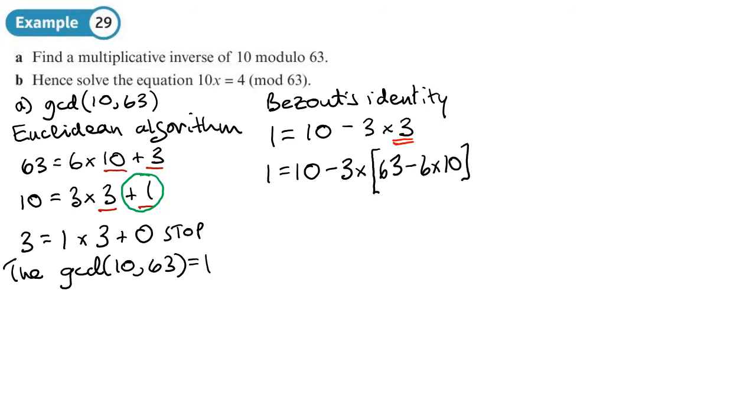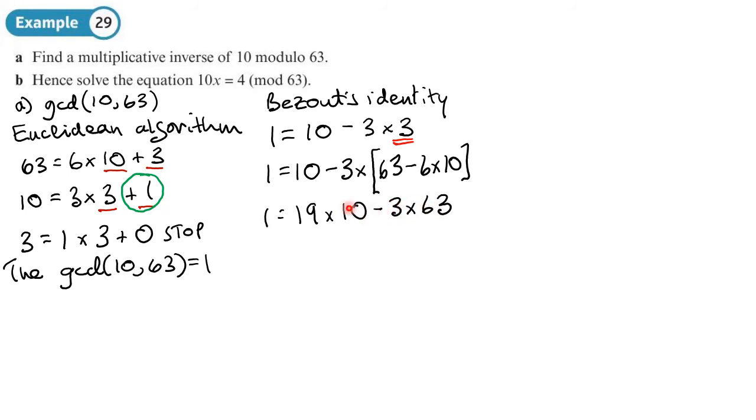Now remember, we want to simplify this, group things together as we go along rather than leave it to the end, because otherwise it's too messy, it's too difficult to do. So we've got a 10 there. Now when we multiply this out, we'll have plus 18 lots of 10, minus 3 minus 6. So 18 lots of 10 plus another 10 makes 19 lots of 10, and then minus 3 lots of 63. And that's it. We've completed the algorithm. So yeah, 1 can be written as 19 times 10 minus 3 times 63.